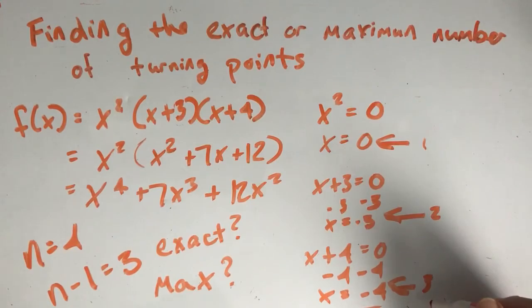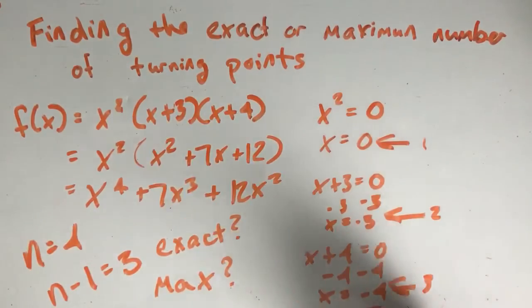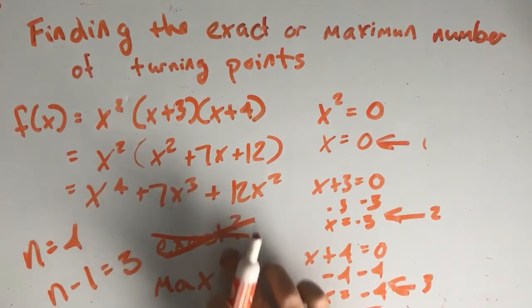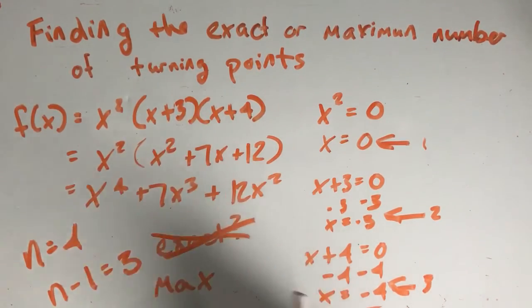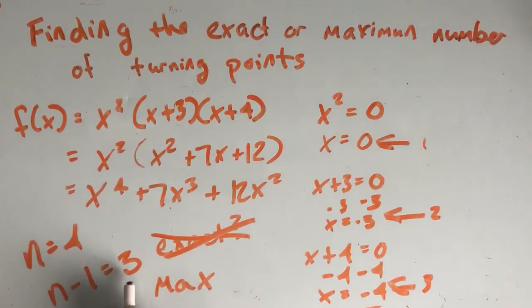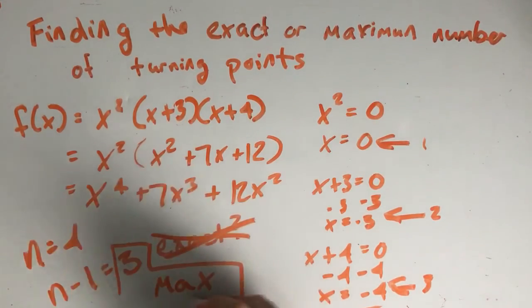But if this was exact, there would be 4 turning points. But because there's only 3 turning points, this is not exact. There's a maximum of 3. So the answer to this, finding the exact or maximum number of turning points, is that there is a maximum of 3 turning points. So there's a 3 and it's a maximum.